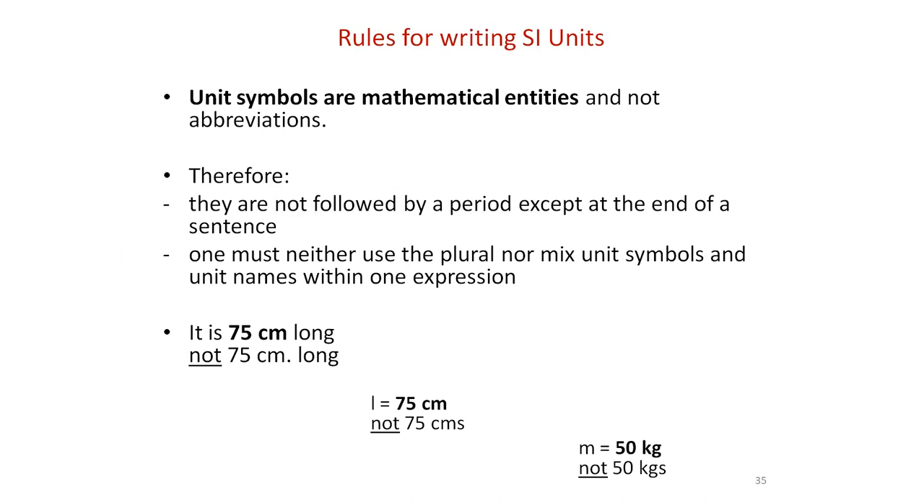Unit symbols are mathematical entities and not abbreviations. Therefore, they are not to be followed by a period except at the end of a sentence. So if you look at the example, you cannot write 75 cm with a full stop if that's not the end of the sentence. And also you cannot pluralize the units. So 75 centimeters would be 75 cm and not cms, or 50 kilograms would be 50 kg and not 50 kgs.